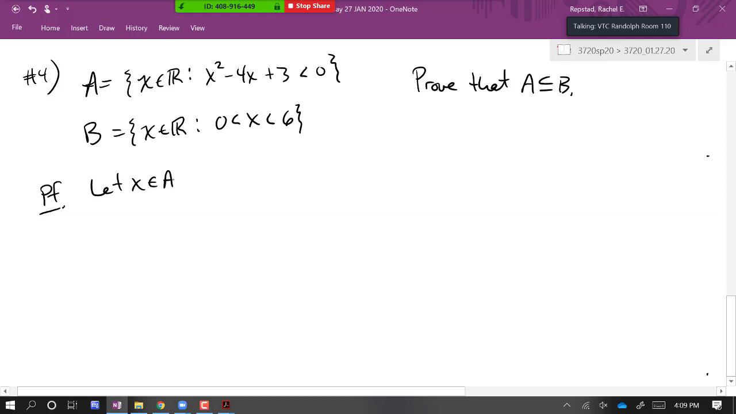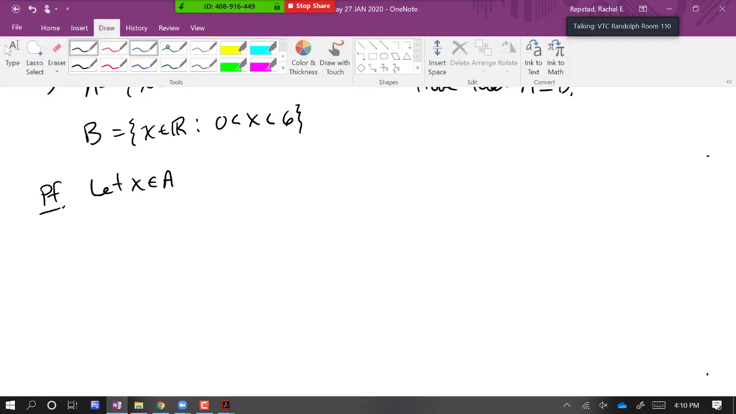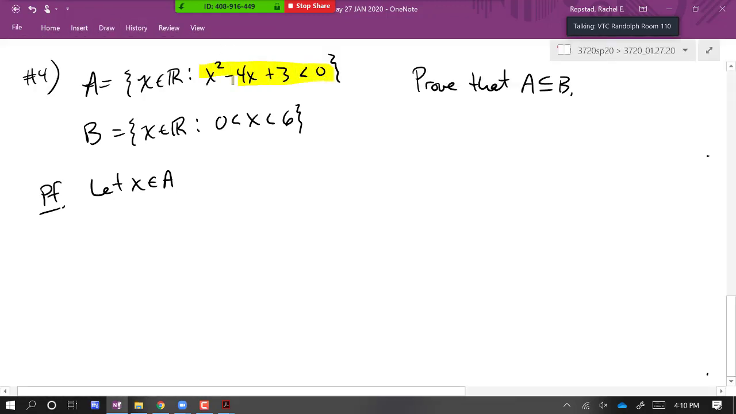That gets us one thing right now. There's one immediate thing we get from that, and that is how A is defined. It tells us that if x is in A, then that inequality is true. So I'm going to write that down. There's probably more than one way we could go about this, but a nice clean argument would be to first do some algebra.